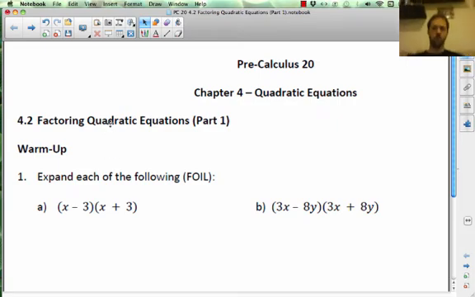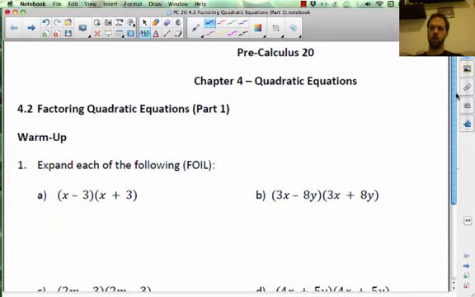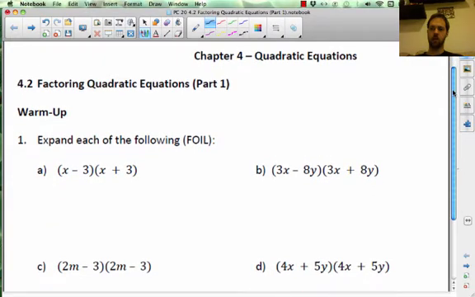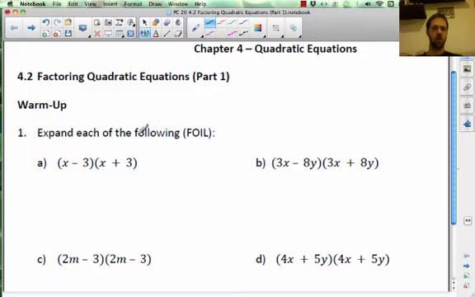Okay, welcome to 4.2. We're going to learn how to factor quadratic equations today. So in our warm-up, we are going to FOIL a bunch of binomials and turn them into quadratics so that we can start recognizing patterns in what happens when we FOIL certain types and how we might go about moving them backwards from a quadratic back into their component binomial factors. So we've all had experience with foiling before.